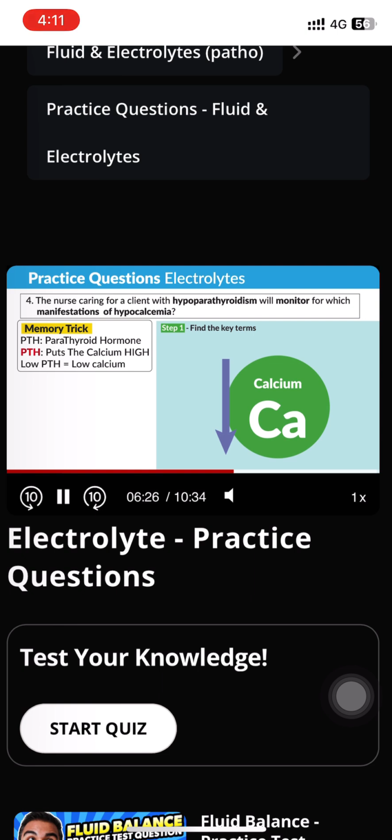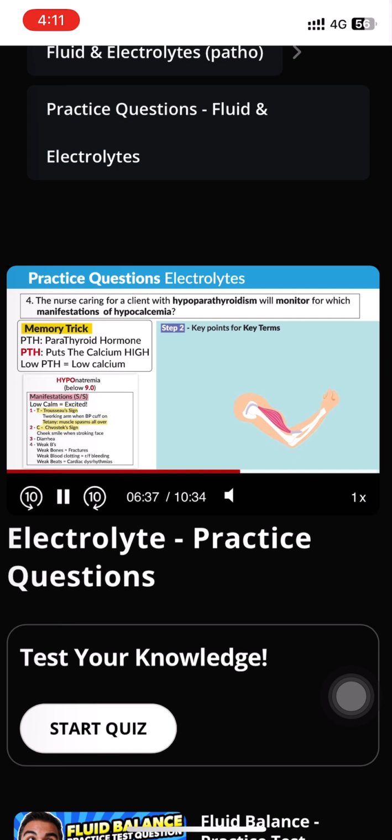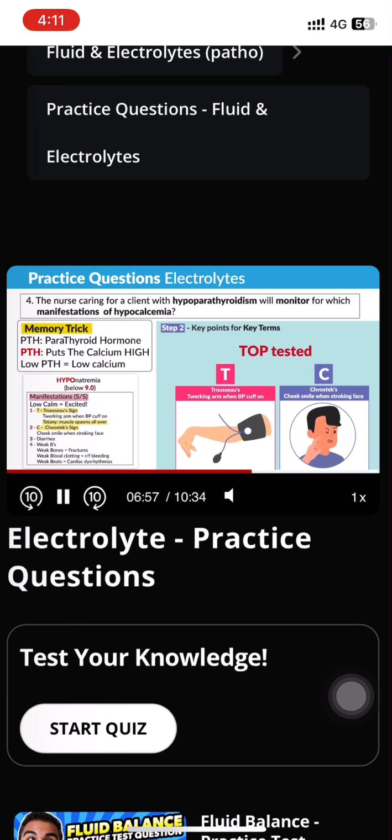So before looking at the options, always think of the top 2 signs for any electrolyte imbalance. In this case, for that low calcium, remember, calcium contracts and calms the muscles. So with low calcium, we have low calm and very spastic and twitchy. So we see Trousseau sign and tetany with muscle spasms, as well as Chvostek sign. So you must know these time and time again for nearly every exam for low calcium. Trust me, they're top tested.